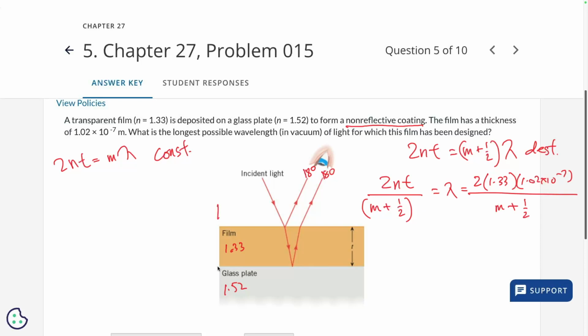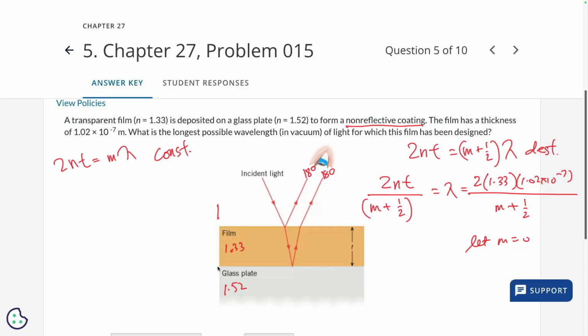So they want the longest. So I've got control over m, and what could m be? Integer starting at 0 in this case, because it's 0 plus a half, right? Okay. So to make this wavelength long or big, the biggest this thing can be is when the denominator is smallest. Did I get that right? Okay. So what's the smallest this denominator could ever be? With m equals 0, right? So let m equal 0, and then calculate what that wavelength is.